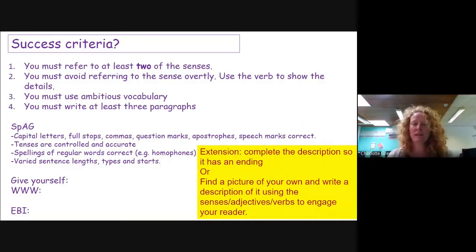If you want, there is an extension task there as well. So you can complete description so it has an ending, or find a picture of your own and write a description using it.